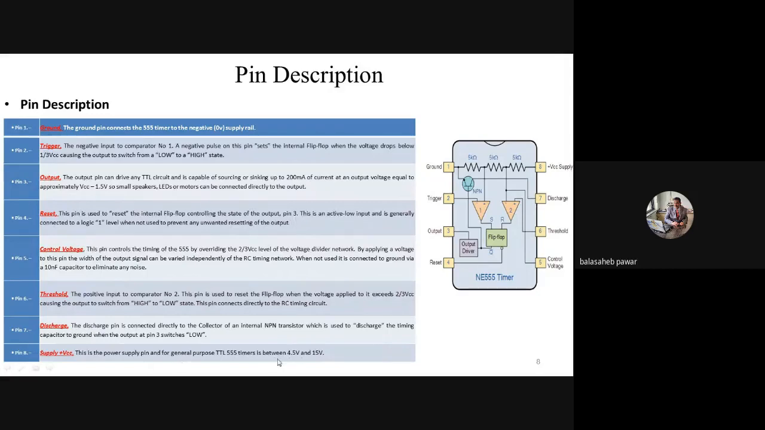It is mentioned that for this TTL 12 timer, it should be between 4.5 volts to 15 volts. This VCC can be applied from 4.5 to 15. So I have taken these values from its data sheet.